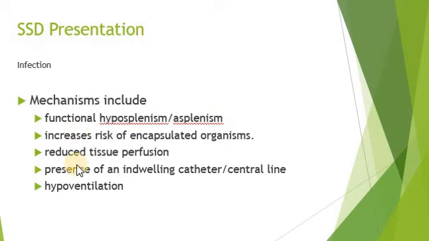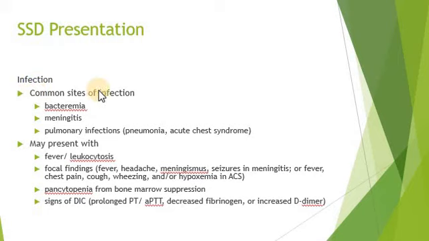There may be an increased risk of reduced tissue perfusion due to swelling, due to hypoventilation. High-grade infections are there like bacteremia, meningitis, or pulmonary infections like pneumonia, along with leukocytosis or pancytopenia, along with fits and seizures, headaches. There may be signs of disseminated intravascular coagulation due to prolongation of the PT-APTT time. There may be decreased fibrinogen or increased D-dimer.